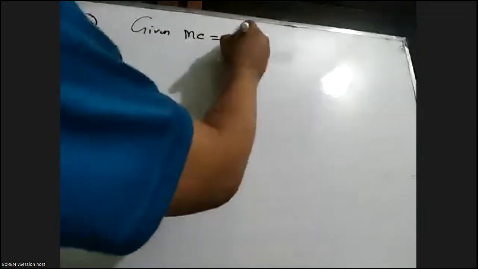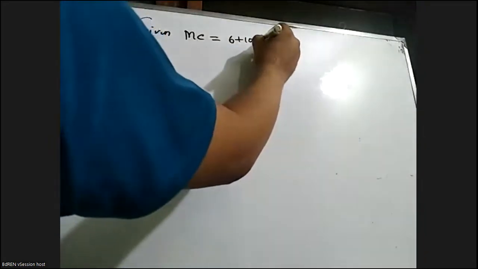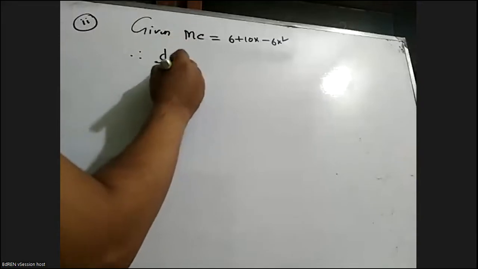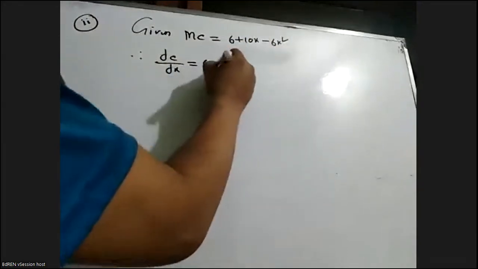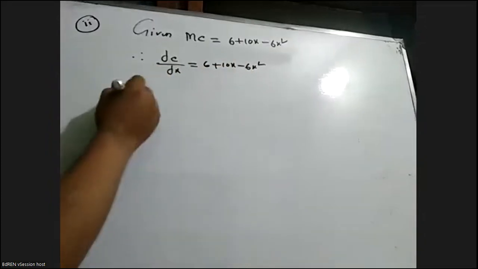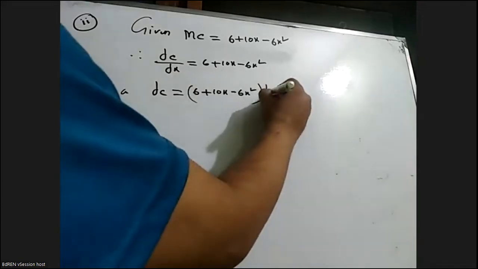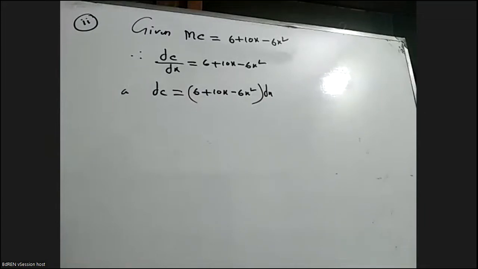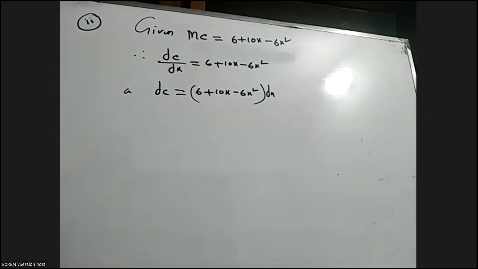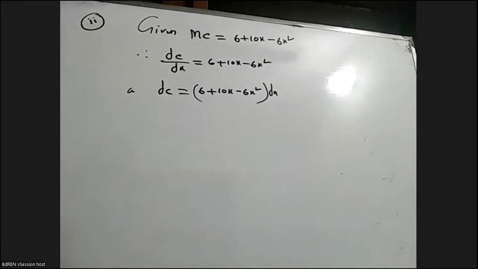We are given marginal cost equals 6 plus 10x minus 6x square. Therefore, the marginal cost formula is dc dx. So this equals 6 plus 10x minus 6x square, or dc equals 6 plus 10x minus 6x square dx. So we multiply by dx on both sides.